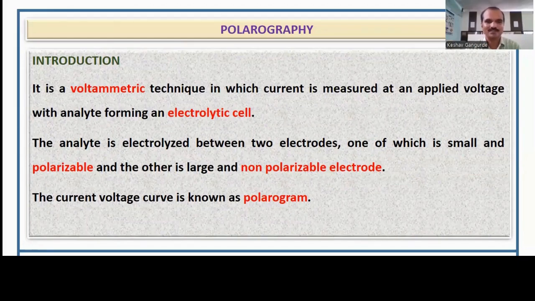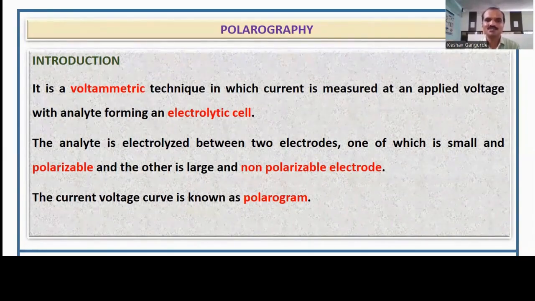forming an electrolytic cell. The analyte is electrolyzed between two electrodes, one of which is a small, polarizable electrode, while the other is a large, non-polarizable electrode. For the analysis, the current voltage curve is plotted, which is called a polarogram.